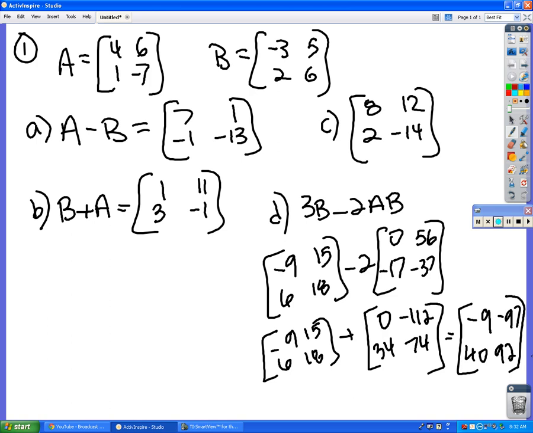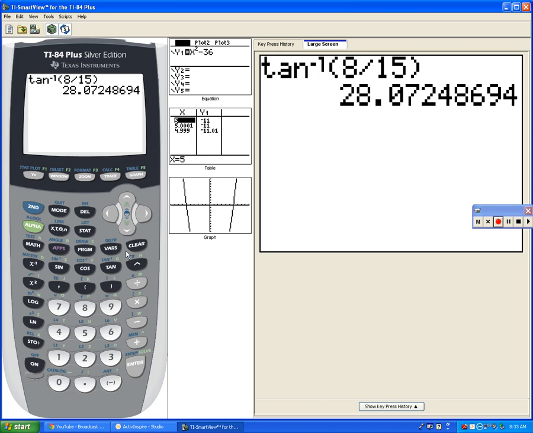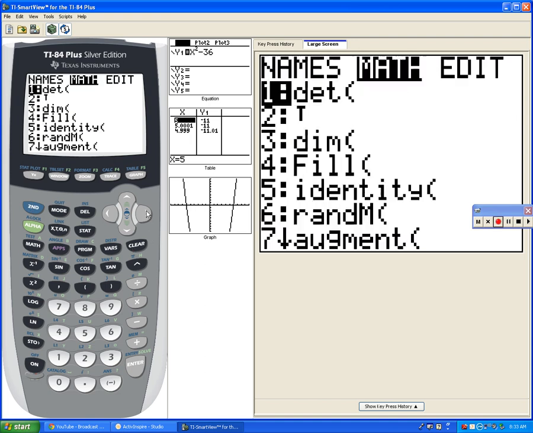All right, so number 2, you're given matrices again, and these are 3 by 3, and so you could multiply them, I'm sure, by hand, right? But I could, but it's probably easier to do it on the calculator, so let's do that.